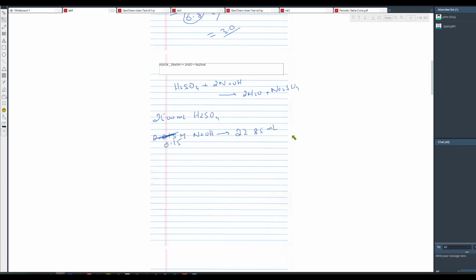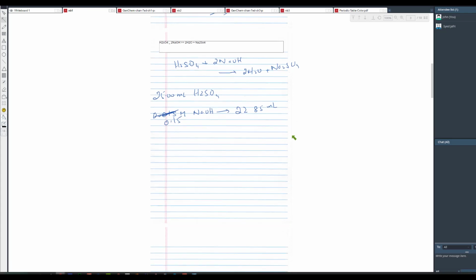Okay, it's very simple. First of all, let's go by the simple method. If they don't want that method, I have another very fast method. So I'm going to calculate the moles of NaOH first, in 22.85 ml of 0.15 molar NaOH. How am I going to calculate this?